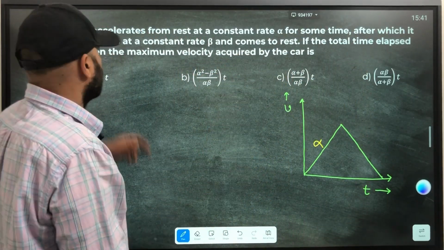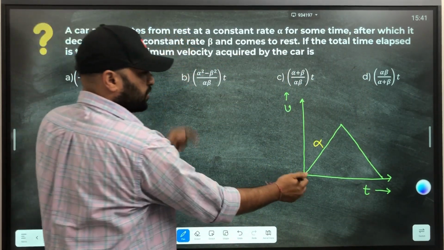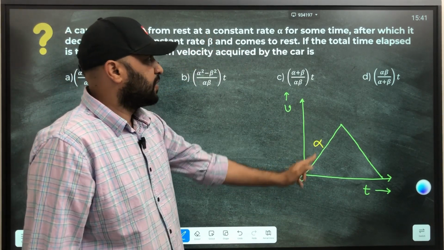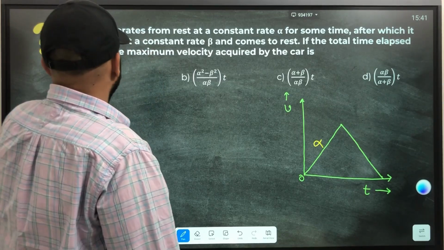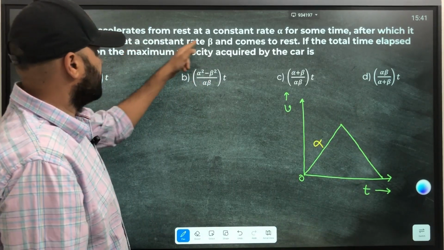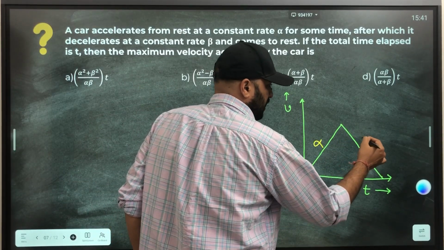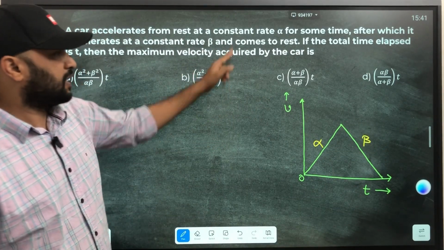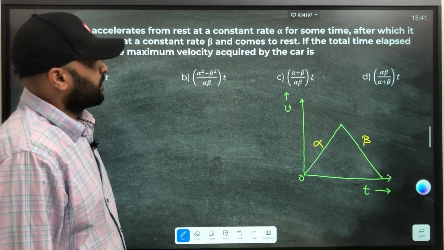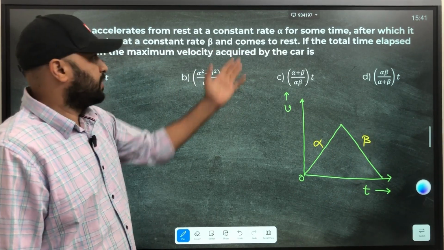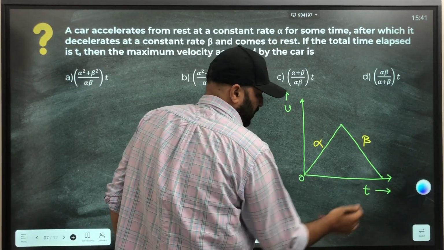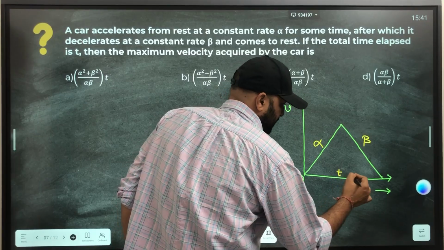Let's read the question once again. A car accelerates from rest. So here it is 0. It is starting from rest at a constant rate alpha for some time, after which it decelerates. It's decelerating at a constant rate beta. Let me put beta here. And comes to rest. So again the graph is touching the x-axis, right? The velocity becomes 0 and it is coming to rest. If the total time elapsed is t, so the time taken while going from here to here, let's say this is t.